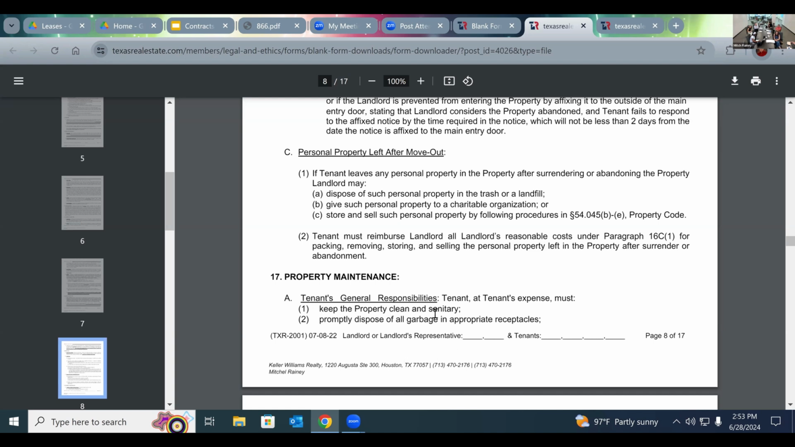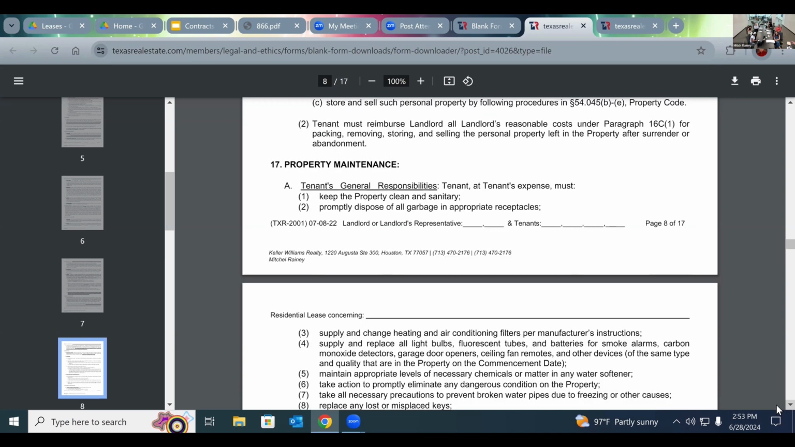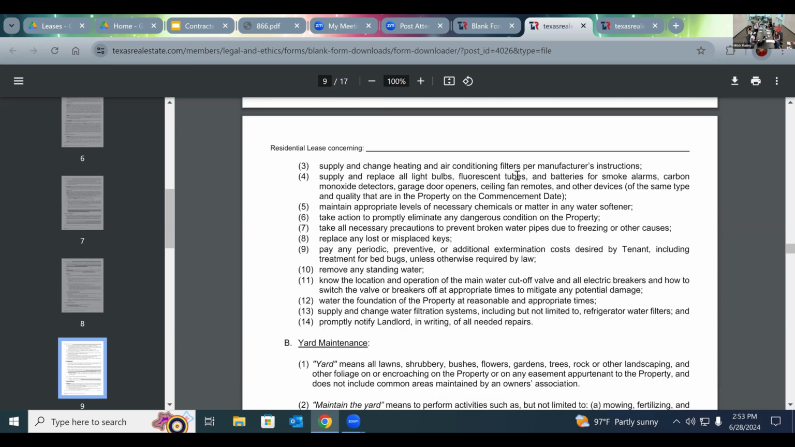Tenant responsibilities: keep the property clean and sanitary, properly dispose of all garbage, supply and change air conditioning filters, supply and replace light bulbs, maintain appropriate levels of chemicals. So the tenant should go over all this. Landlord's not responsible for wrapping things, it's the tenant that's responsible for that. If they lose their keys, they're going to have to take care of it.